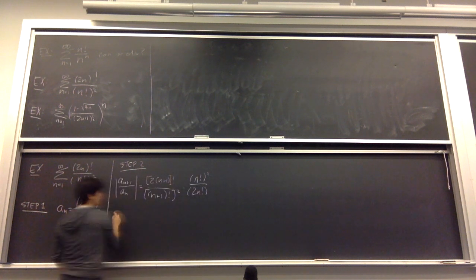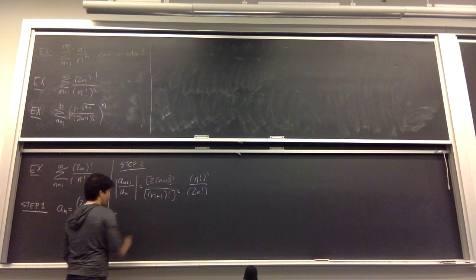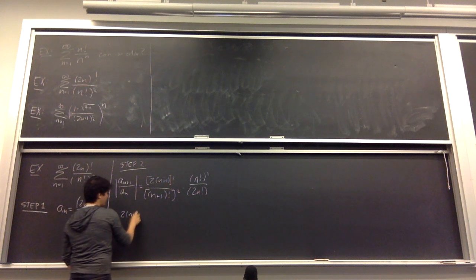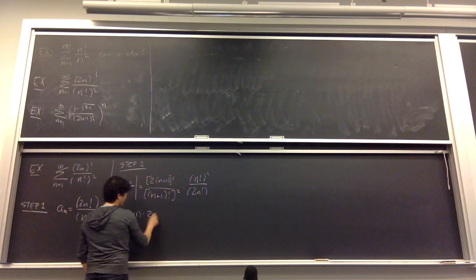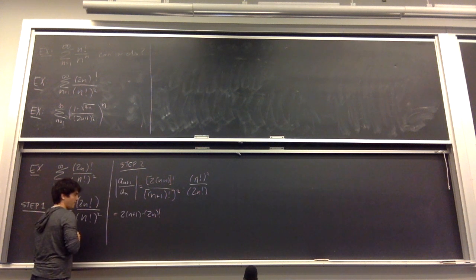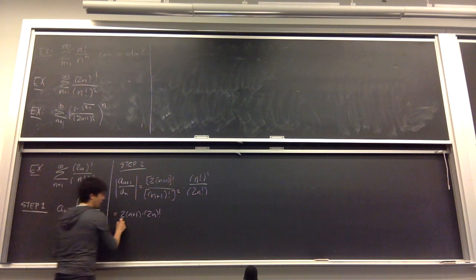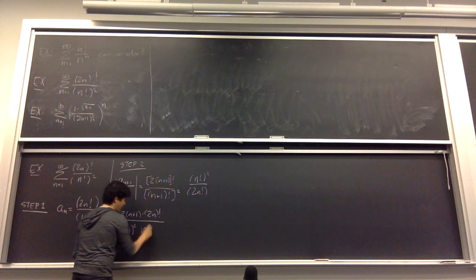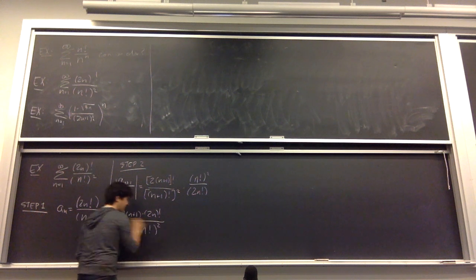All right, let's try to simplify this a bit. So here, what do we have? We have (2n+1) times (2n) factorial. Just be careful with how you bracket these things. On the bottom, we're going to have (n+1) squared, n factorial squared.